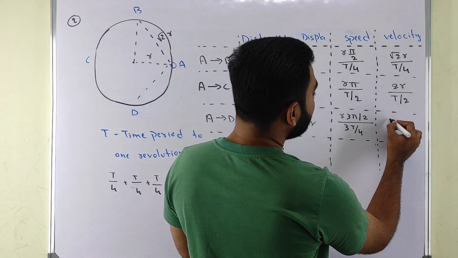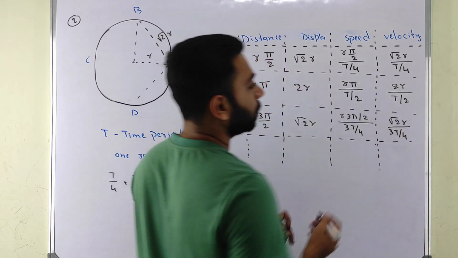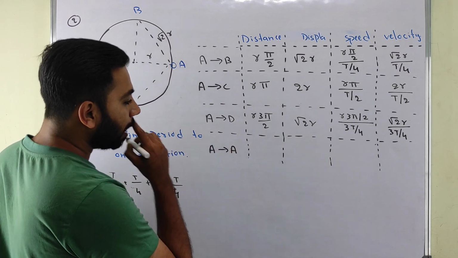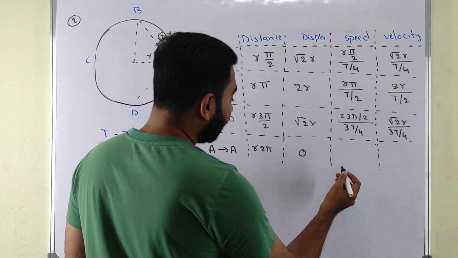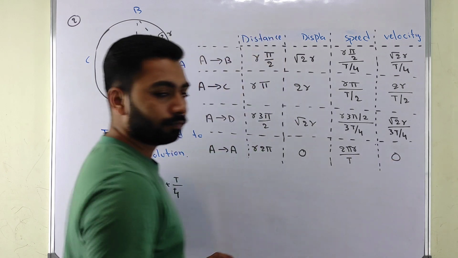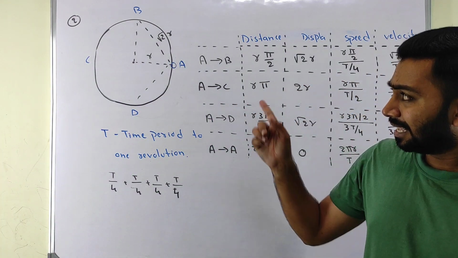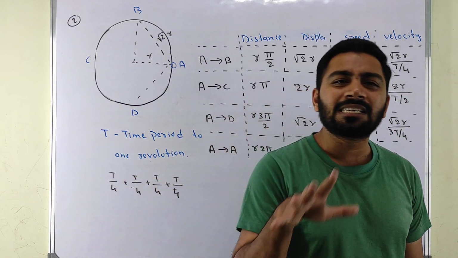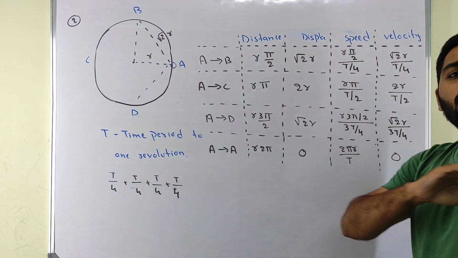Now here our speed, velocity will be 2 root 2 divided by 3 times t by 4. When a particle moves from A back to A, the distance is r into 2 pi, displacement is 0. Then velocity will be 2 pi r divided by t, and speed is 0. In this one individual illustration, in all the modules, there will be 5 to 10 separate questions, all covered in one diagram, one slide.